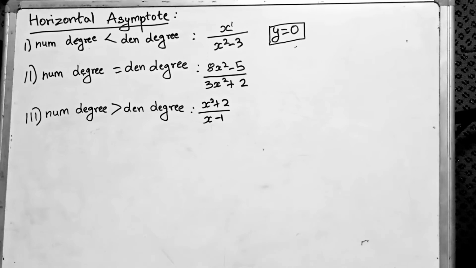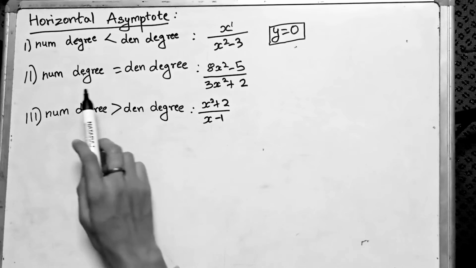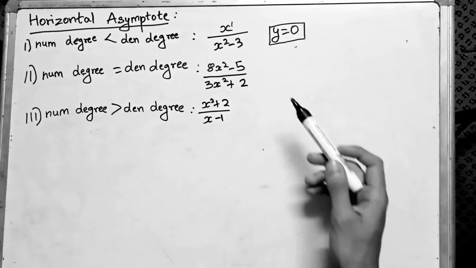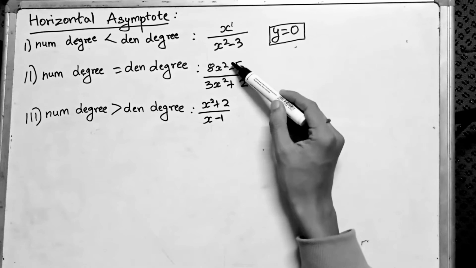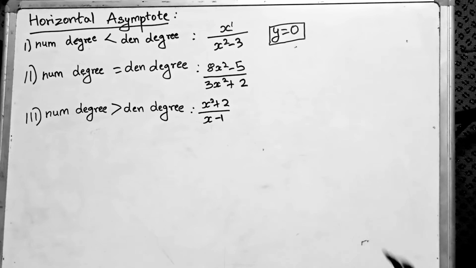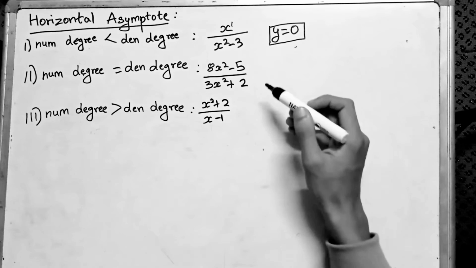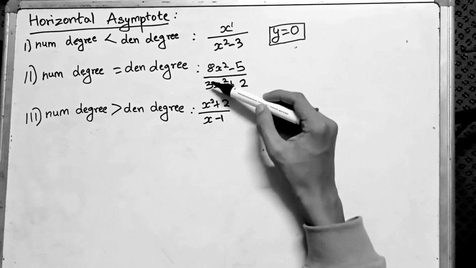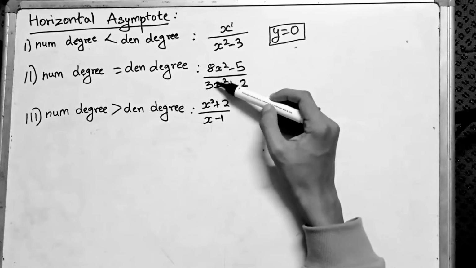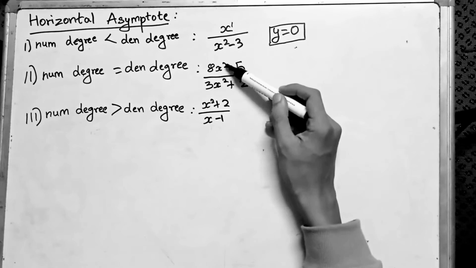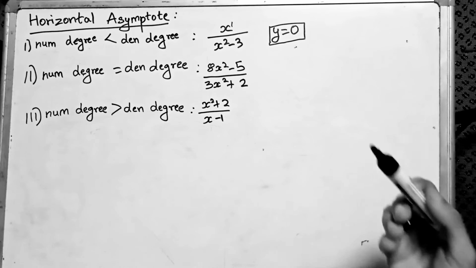Now let's look at the second case. In the second case, the degree of the numerator is equal to the degree of the denominator. Here the degree of the numerator is 2 and the degree of the denominator is also 2. In this case, the horizontal asymptote is the ratio of the coefficients of the terms that have the maximum power. In this case, the terms with the maximum power are these two because the degree is 2.